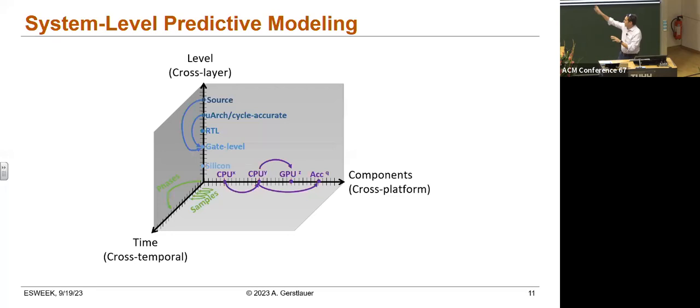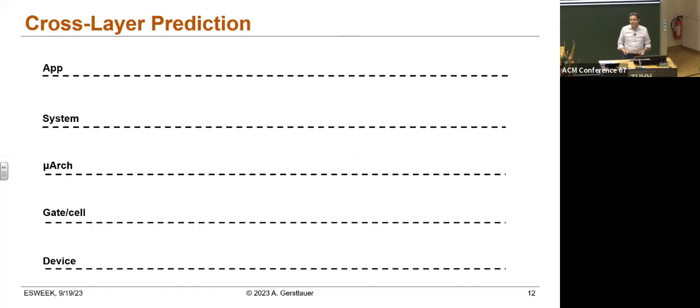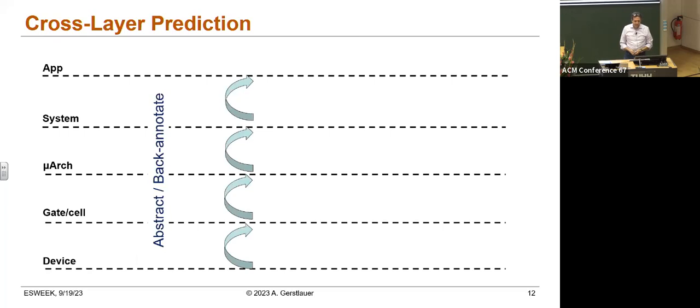And then we also want to predict over time, cross-temporal, trying to predict the future ultimately. And we can apply machine learning techniques to all of these problems. So I want to give a little bit of a flavor of what this looks like, especially at the system level. At the system level, we typically try to construct a very high-level abstraction model at the C, C++ level that predicts low-level implementation details.